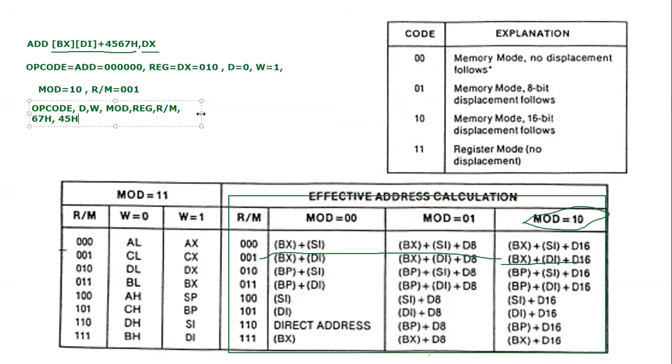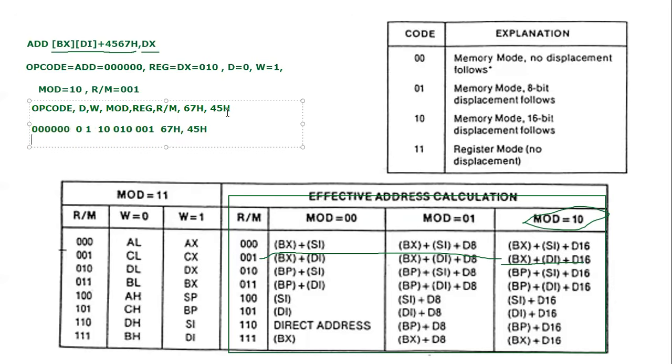So now we put the different values. Opcode would be what? 6 zeros. Destination is 0. W is 1. Then mode is 10. Register is what? 010. Then r/m is 001. Then 67 hex, comma, 45 hex.